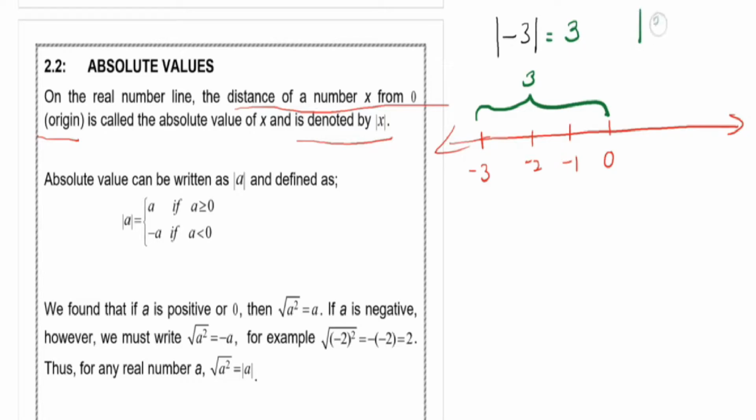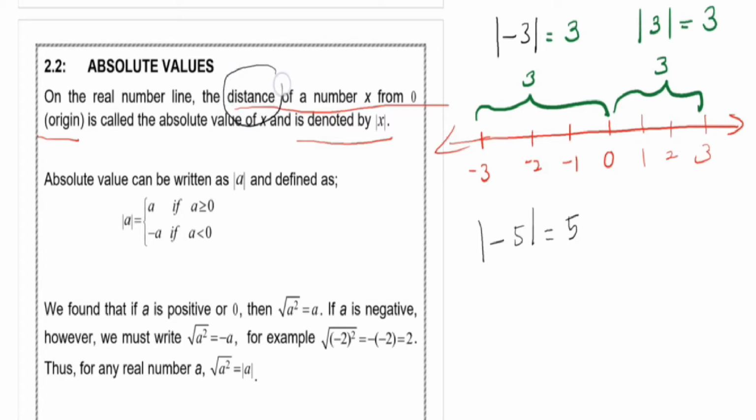What about modulus of 3? Same goes for modulus of 3. So 3 is 0, 1, 2, 3. So modulus of 3 is also equal to 3. Okay. Same goes for modulus of -5. Modulus of -5 will be equal to 5. So absolute values will always be positive because we are talking about the distance.